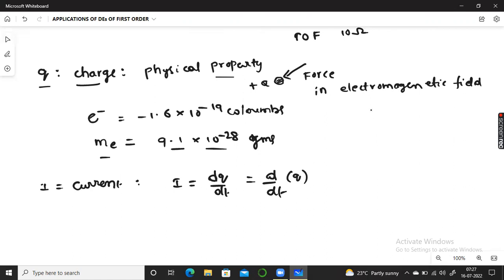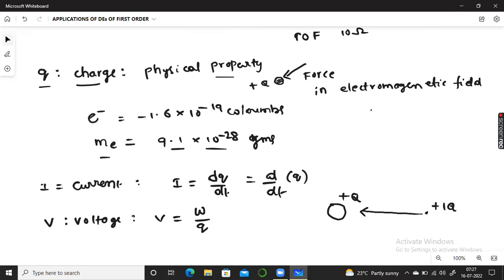Now, one more term is voltage. Voltage generally means the work done on a unit positive charge to bring it from infinite distance to very close to the body. Let us say a body is there, having some charge. One unit charge, plus one coulomb, is there. If you want to bring this from infinite distance close to this body, you have to do some work, because same charges repel each other and opposite charges attract each other. Even in the case of magnets or magnetic fields, the same thing happens. So to bring this plus one coulomb charge to this body, you have to do some work. That work over a charge is called voltage.